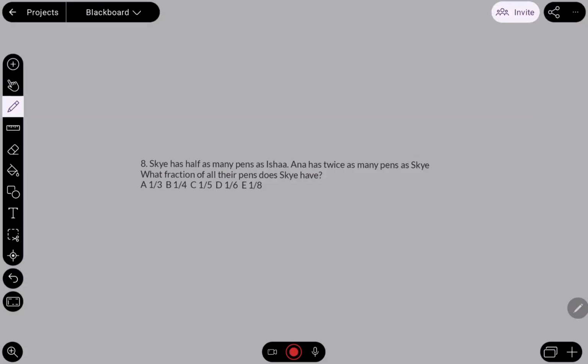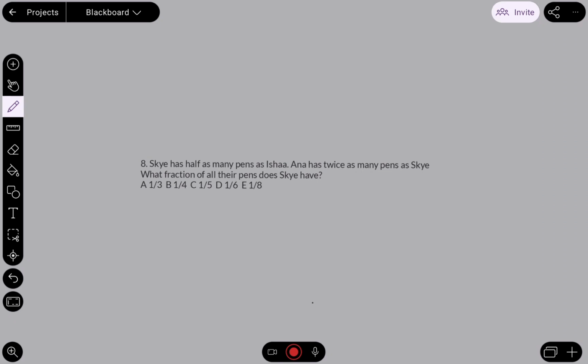Guy has half as many pens as Aisha. Aisha has twice as many pens as Sky. What fraction of all their pens does Sky have? Seconds on the clock.